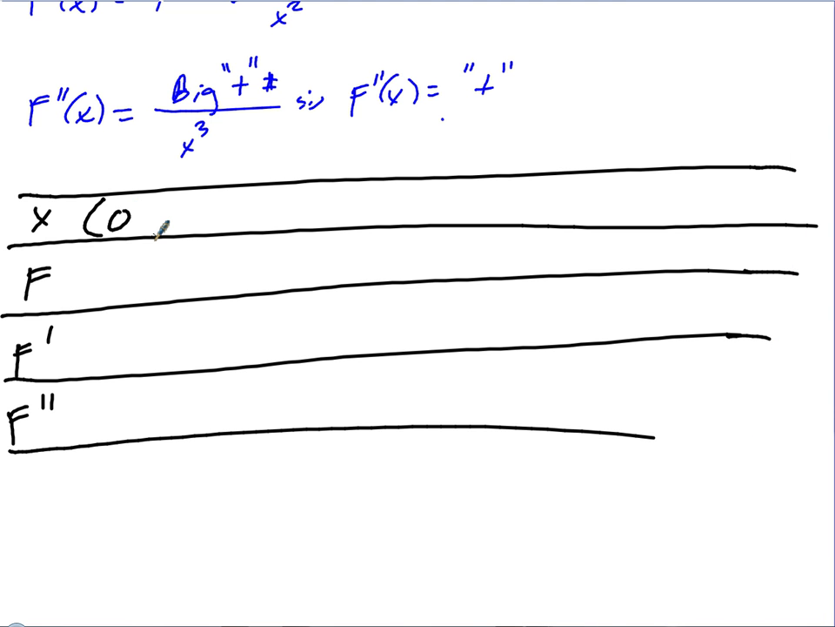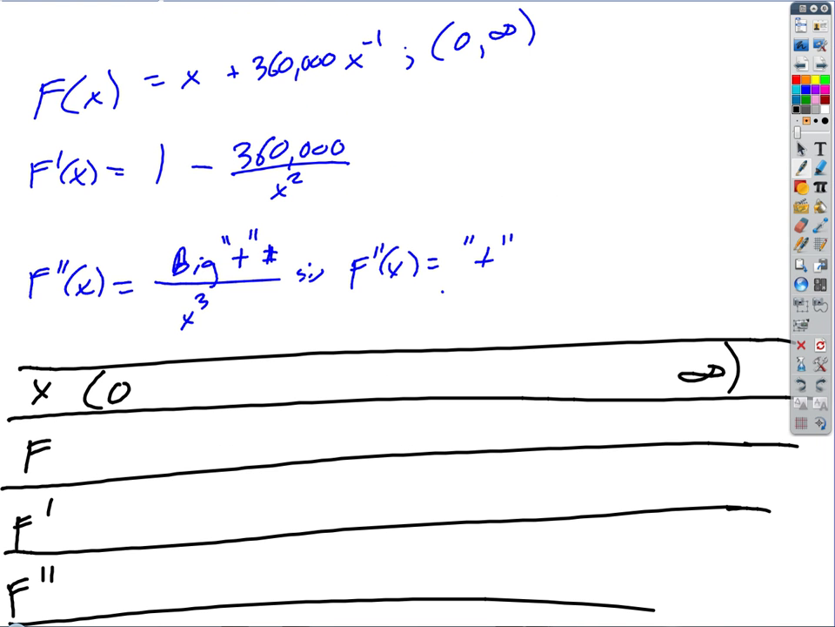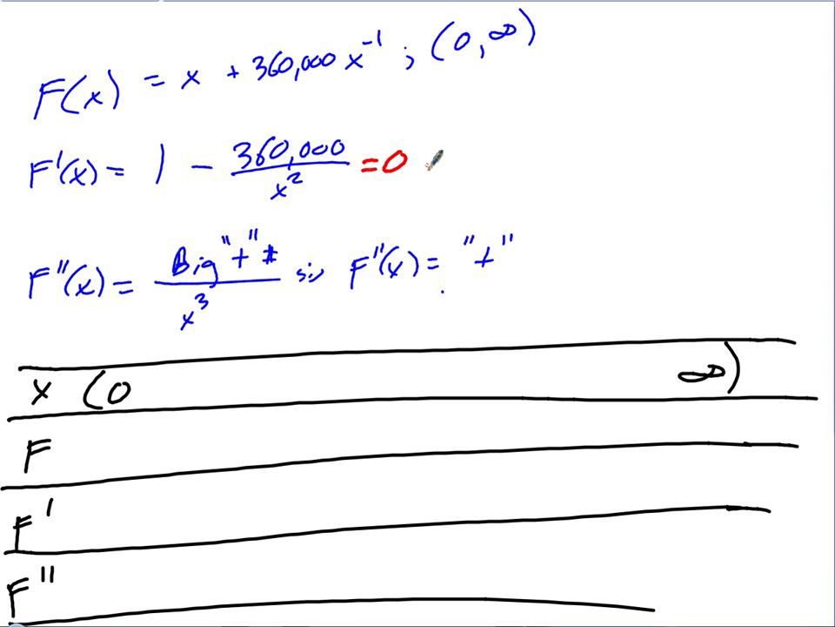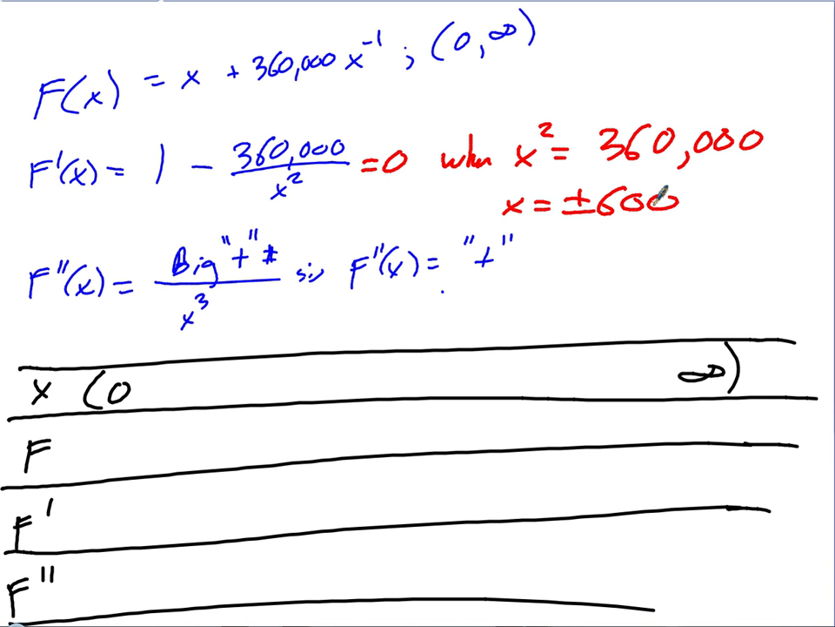Okay, we said our domain was 0 to infinity, non-inclusive. We got to find our critical numbers. Here's our derivative function. That's undefined at 0. Is that a critical number? Marie's shaking her head no. She's right. How come? It's not in the domain anyway, right? So we're only looking for critical numbers that are in our domain. Now, if we set this equal to 0 and solve, 1 minus 360,000 over x squared equals 0. Would you agree that's true if I add this to the other side and cross multiply, when x squared equals 360,000? And so x would equal plus or minus 600. But I only need one of those, right? Only the positive 600 is in our domain.